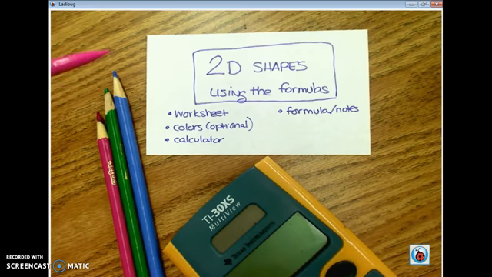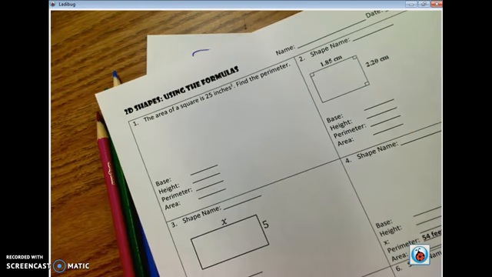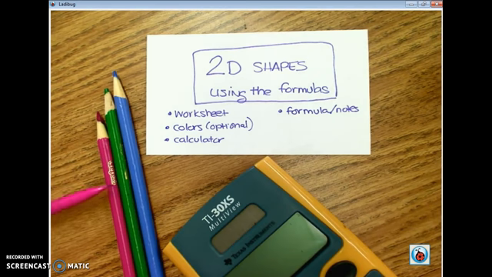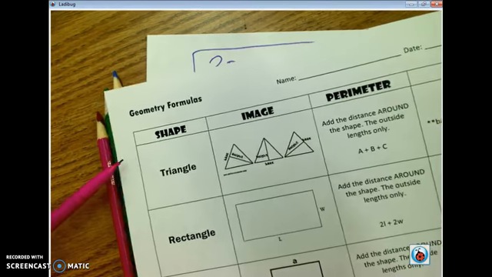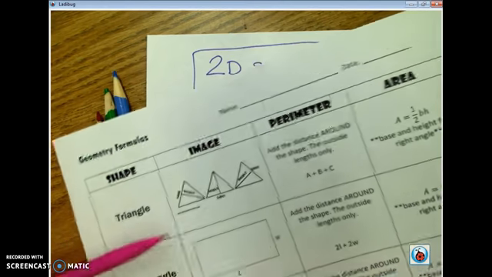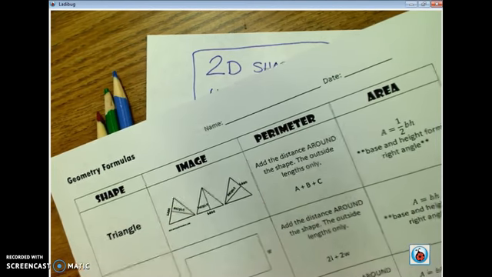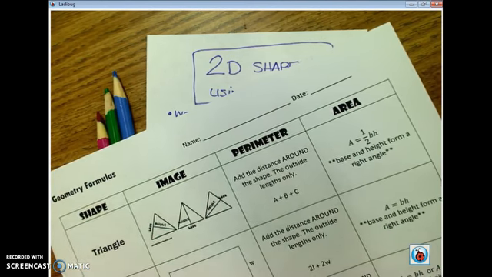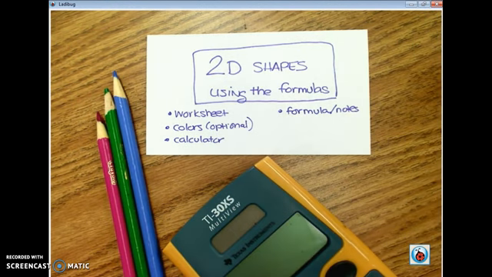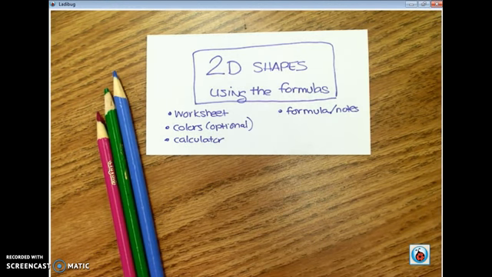So this video is talking about the 2D shapes using formulas to go with this worksheet. You may want colored pencils to color code the base and the height of your shapes, a calculator, and you're also going to want to have your geometry formulas worksheet handy to refer to so you can pay attention to the different formulas as you need them. Okay? Alright, let's go ahead and get started.